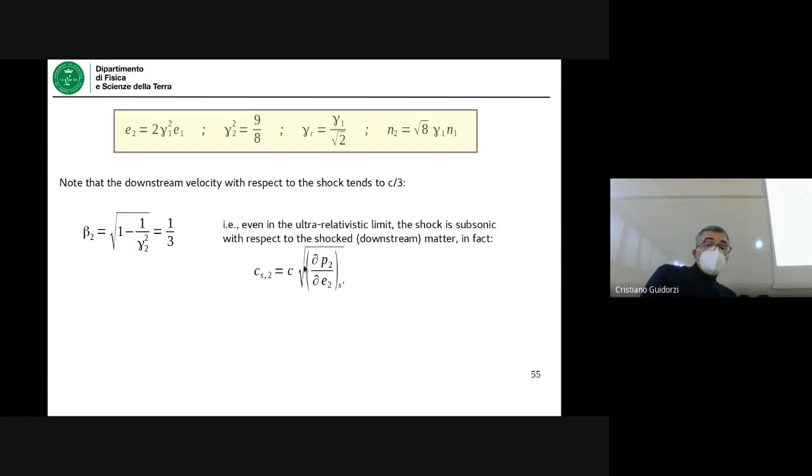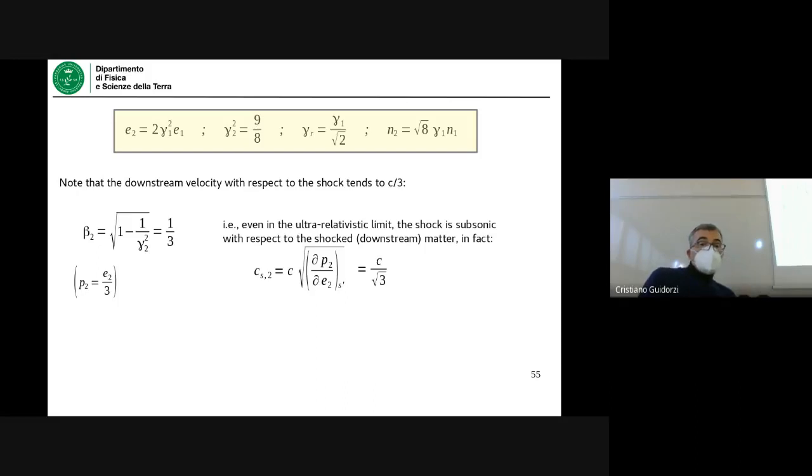But here we are in the case of a strong shock. I already told you that the result is a shocked fluid which is very hot. It's a relativistic fluid in the sense that it's very hot. So the equation of state resembles the equation of state of light, and the derivative is just 1/3. So the speed of sound is c over square root of 3. This is the speed of sound in the shocked fluid, in the shocked fluid frame.